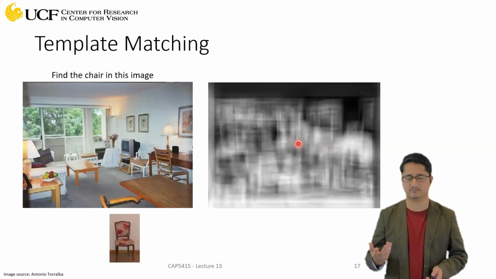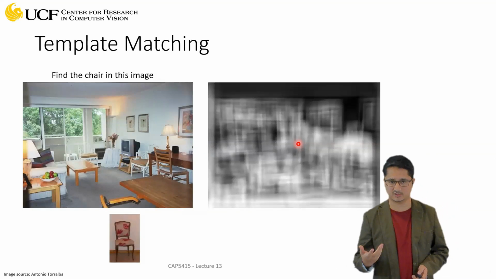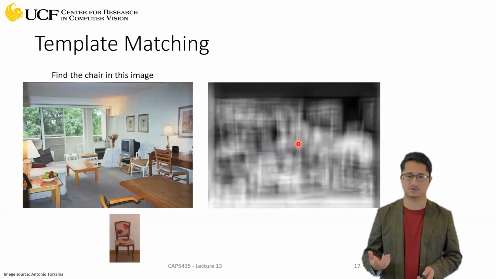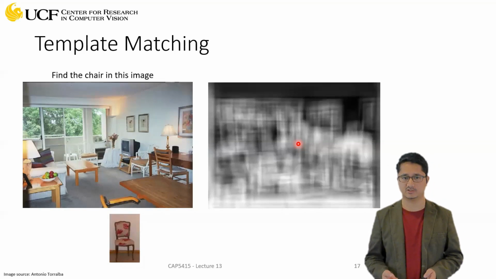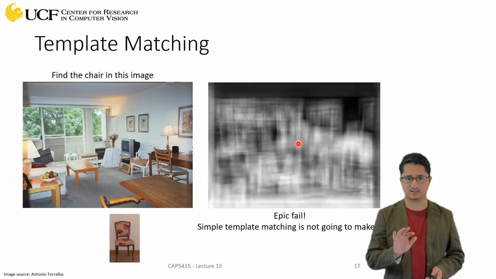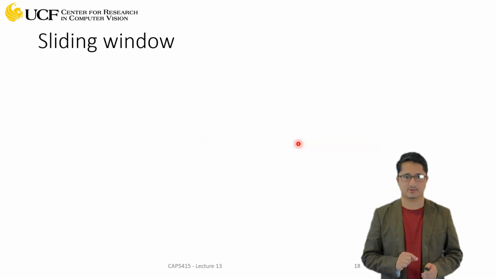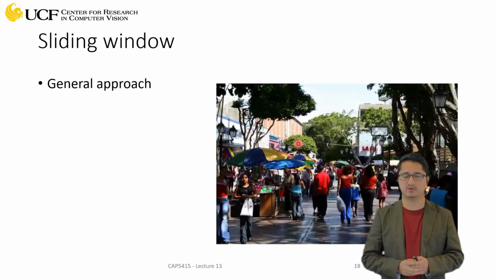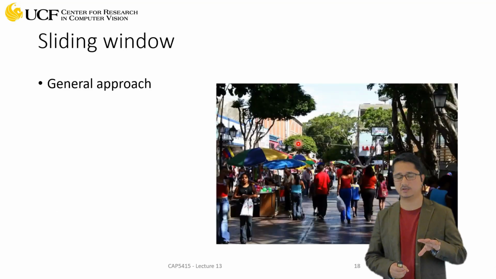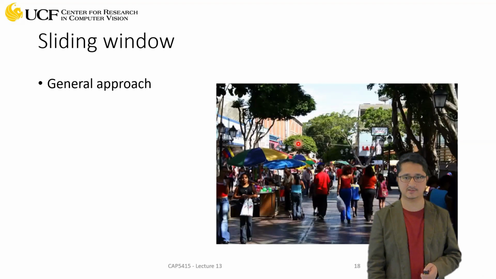And of course, we have seen it will fail in real world scenarios because the template will change. There will be a lot of variations, even in the pose of the chair, or there could be color changes, lighting changes. But the intuition will not change and the basic approach won't change. So let's try to understand how this can be done in a more realistic setting so that the algorithm actually works and doesn't fail. The general approach will remain the same.